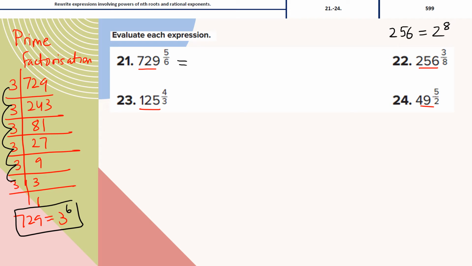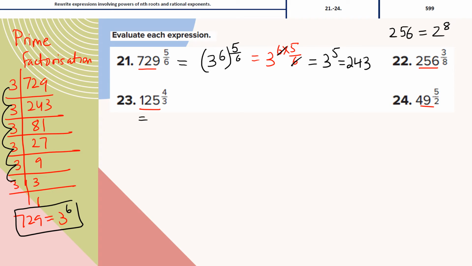So now I'm going to convert this solution. This can be written as 3 to the power 6 whole to the power 5 by 6. Now I can cancel 6 with 6. This is same as multiplying the powers. So I will cancel 6 with 6 and the answer is 3 to the power 5, or 243 in simplified form.